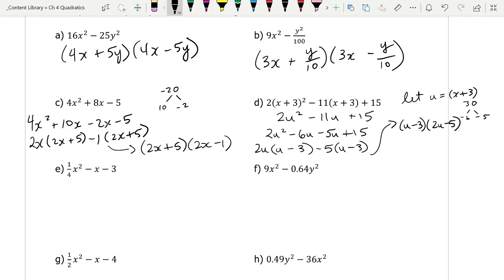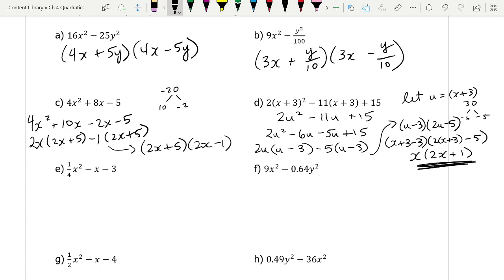But wait, u was something we added to the equation. U is actually x plus 3. So replace the u with x plus 3 again. And look how that turns out. You end up with x plus 3 minus 3, which is just x. And then over here you get 2x plus 6 minus 5, which is 2x, and 6 minus 5 is plus 1.